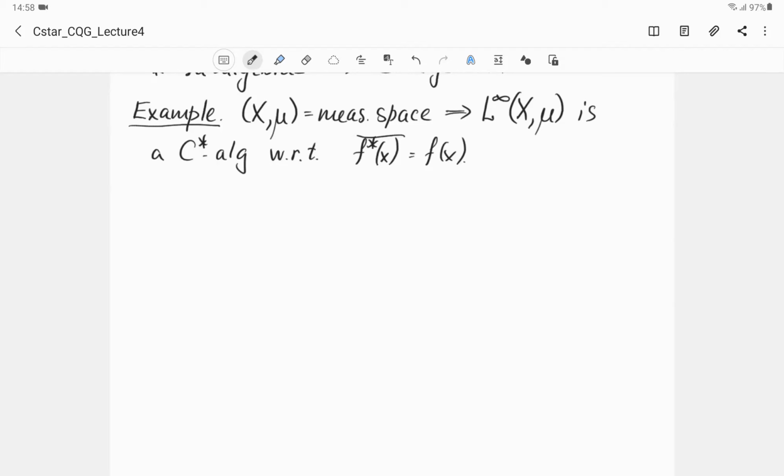The first and more or less obvious non-commutative example, which actually serves as a motivation to introduce C-star algebras, is the algebra of bounded operators on the Hilbert space. If H is a Hilbert space, then B of H, the algebra of bounded linear operators on H, is a C-star algebra.